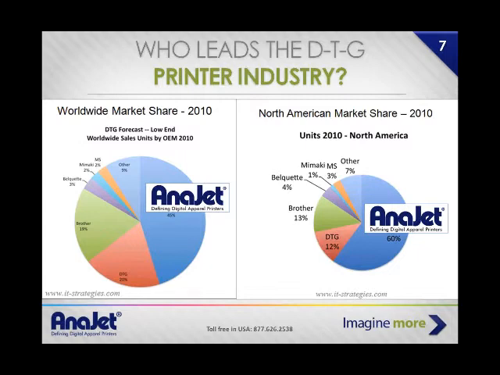You know, when you go to a restaurant and ask for a Coke, you think of it as just a soda. Can I get a Coke? Well, we want to be that for direct-to-garment printing. Instead of you saying I need to get a direct-to-garment printer, we want everybody to say I need to get an Anajet. That's Anajet's focal point. That's our direction.